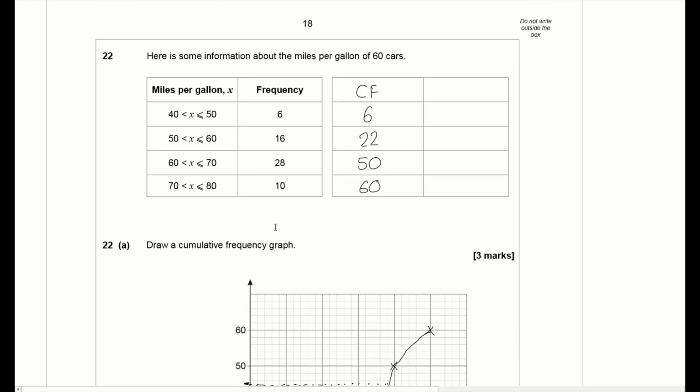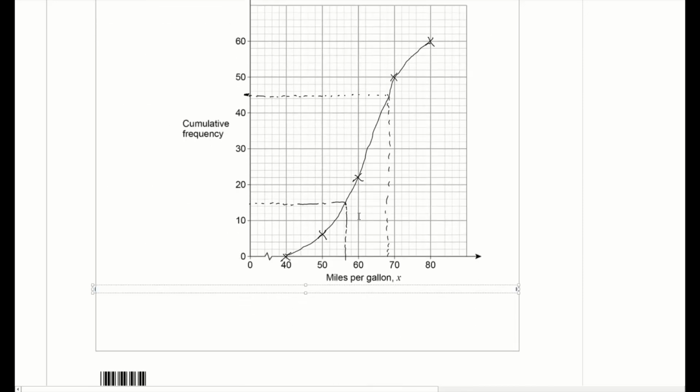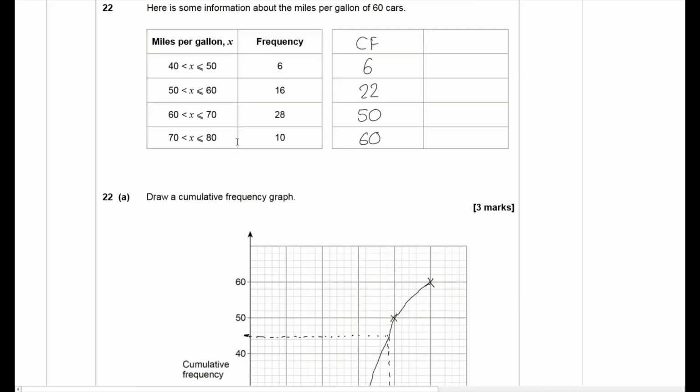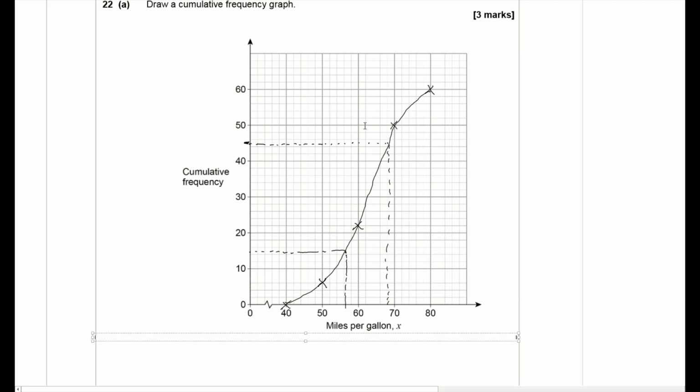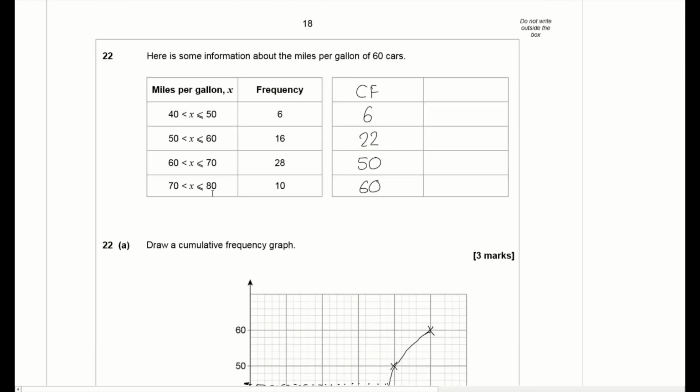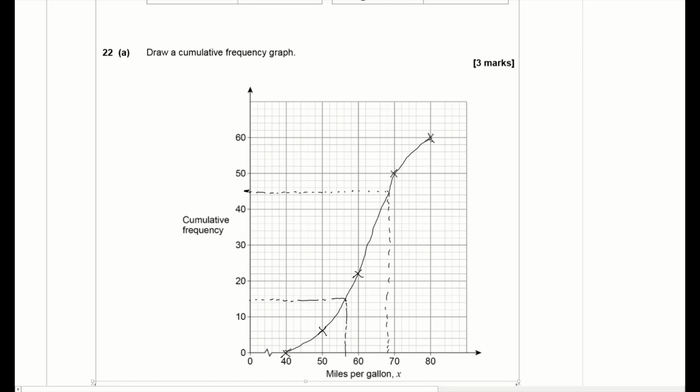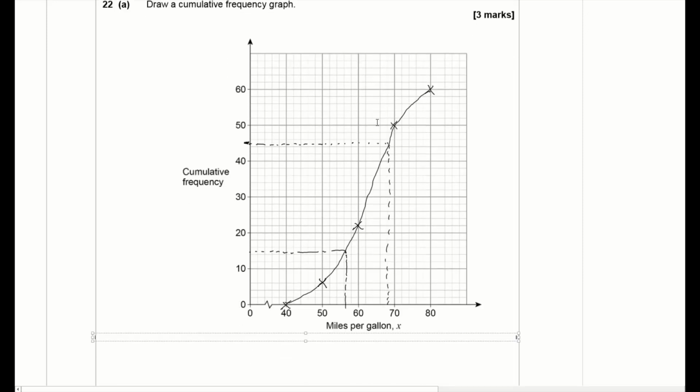Continuing on, for 60 miles per gallon we've got 22, so 60 miles per gallon 22, 70 miles per gallon 50, so 70 miles per gallon 50, and 80 miles per gallon 60, which takes you to the end value. So the marks for part A are just for drawing a smooth curve that goes through each of the points to the end there. So we've got that drawn there. These dashed lines are actually part of the next part of the question. So that's what your cumulative frequency graph should look like.